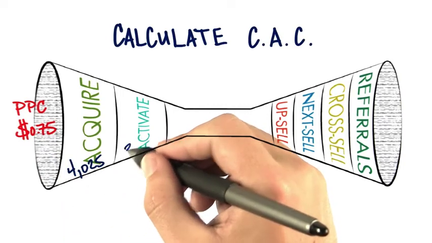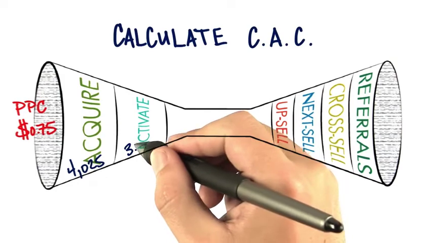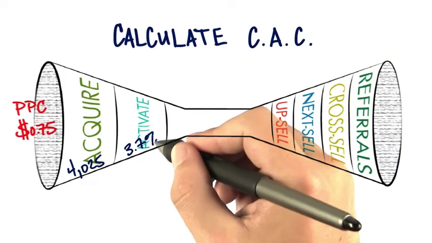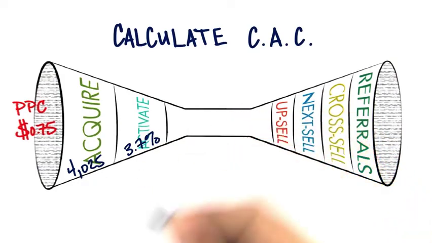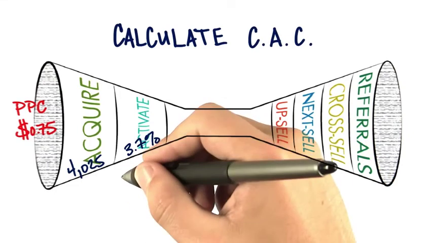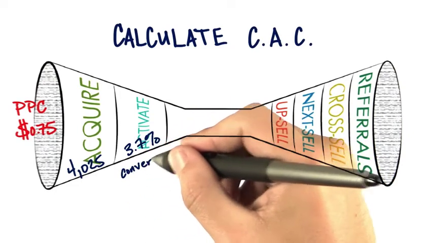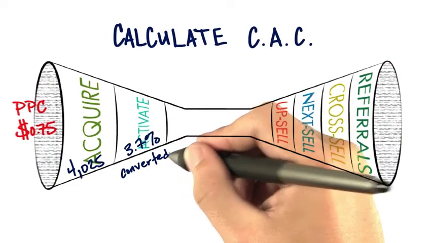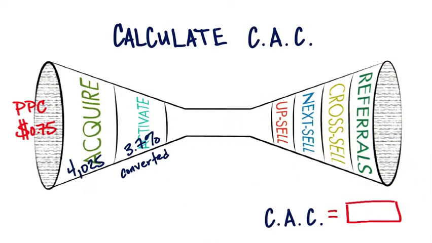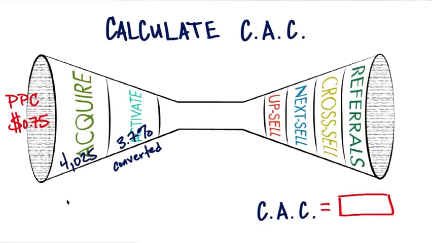Next, we just don't want to get them to our website. We actually want them to sign up for our product. Assume 3.7% of these 4,025 customers actually converted from acquired customers to activated customers. So the question for this quiz is, calculate what was the customer acquisition cost per customer. So let's see how we came up with our answer.